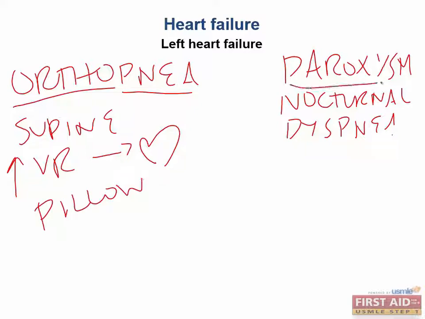Now, paroxysmal nocturnal dyspnea is like a delayed form of orthopnea. Paroxysmal means sudden attack. Nocturnal means at night, and dyspnea means the sensation of being short of breath. So while patients are sleeping, fluid is gradually returning from the interstitium back into the veins because there is less hydrostatic pressure due to the absence of gravity.